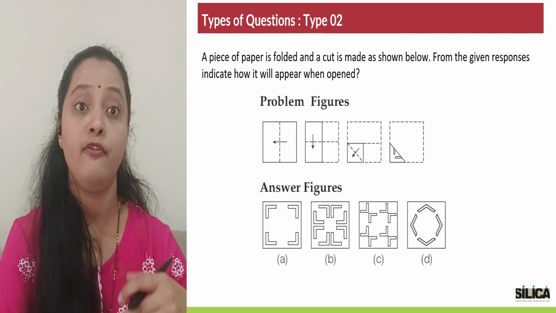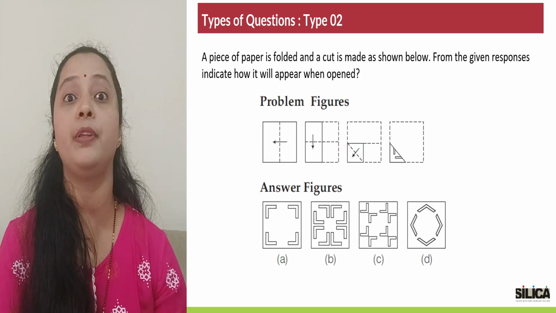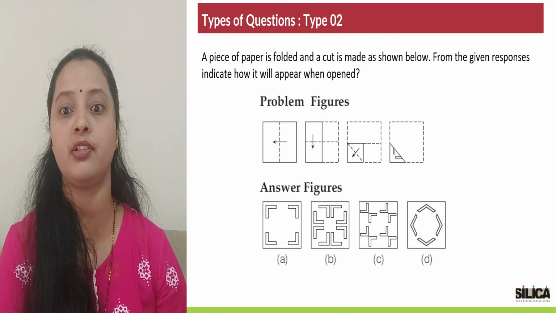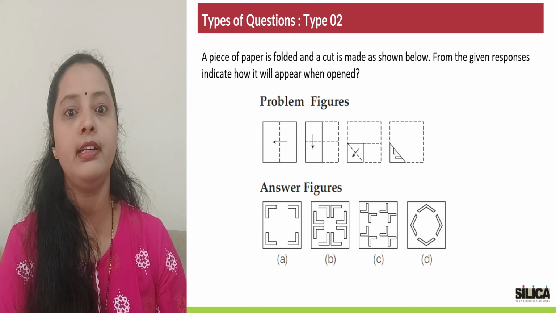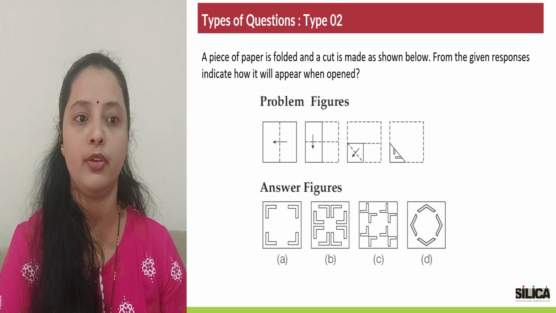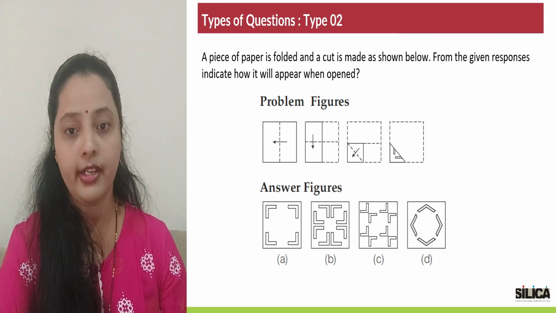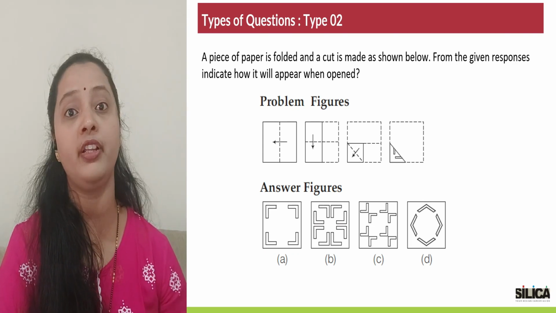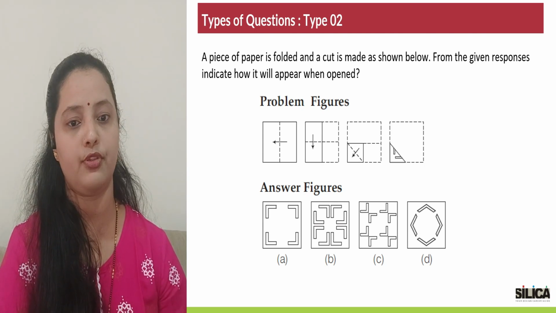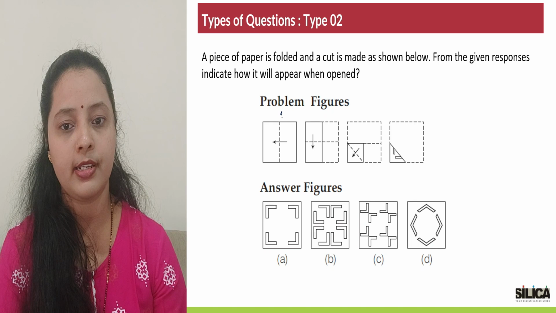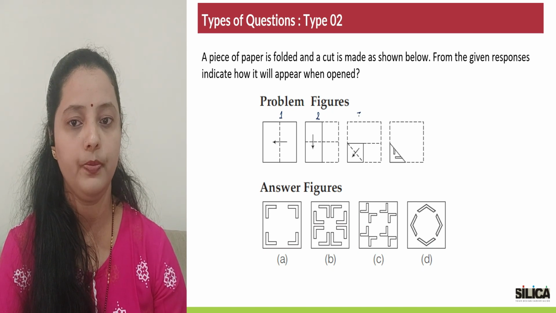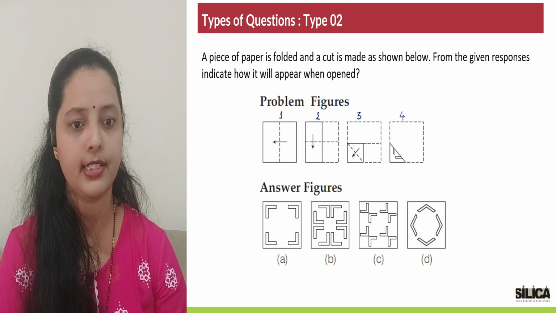Now let's try folding, cutting and opening that paper. Alright, so what does the question say? A type 2. A piece of paper is folded and a cut is made as shown below. From the given responses, indicate how will it appear when you are opening it. So now, what is our job? So basically for paper folding and cutting, these are the steps, right? The steps given were 1, 2, 3 and step number 4.